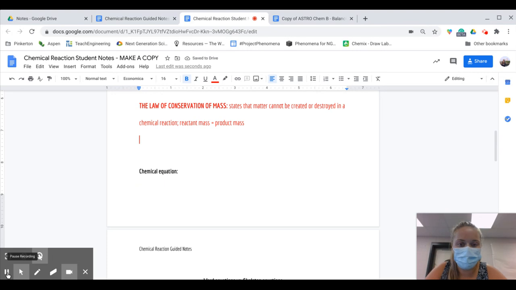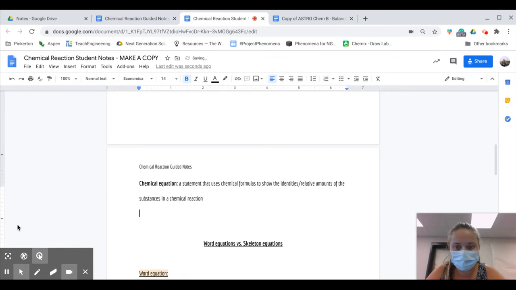The law of conservation of mass. This is a really important law when we're dealing with chemical reactions, because it states that matter cannot be created or destroyed in a chemical reaction. This means that the reactants' mass always equals the products' mass. So if you start with 2 grams of reactants, you better end with 2 grams of products, or else you're breaking this law. This law doesn't get broken. Okay, so this is one of those really important laws of science.